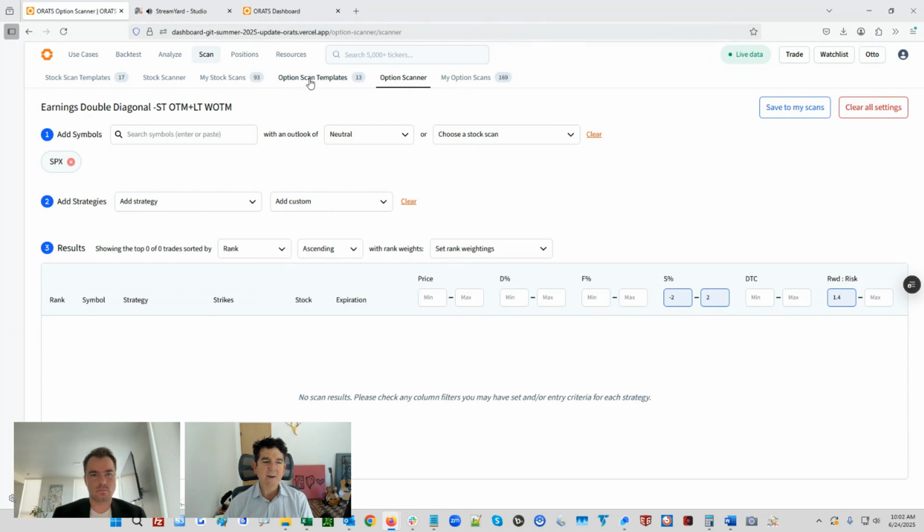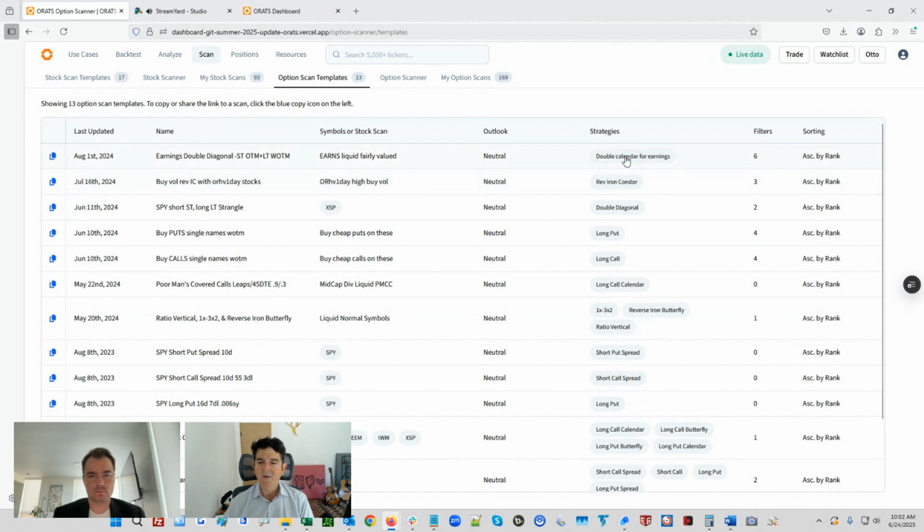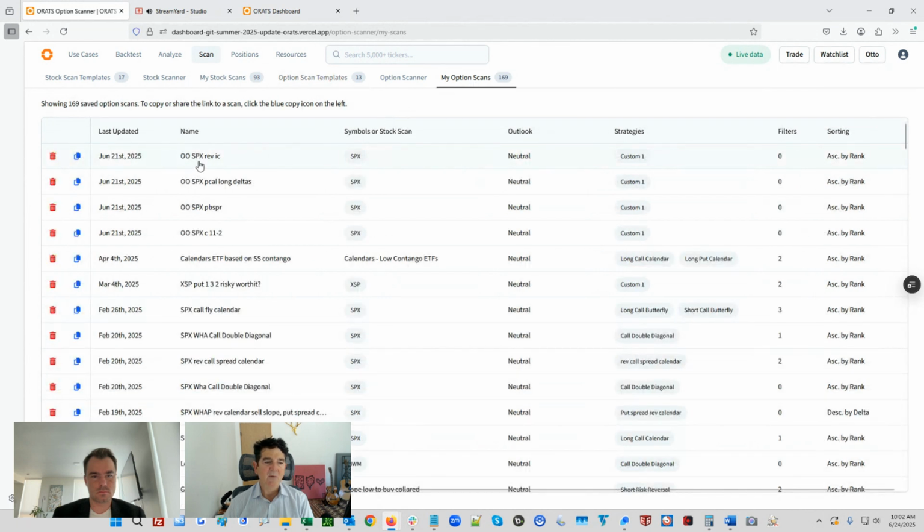the option scan templates and see, here's a double diagonal for earnings. We've named some of these. For example, you can use that one, or in my option scans, I've saved a reverse iron condor, a put calendar with long deltas. Some of these are not typical strategies. And so you can build these strategies, up to 4 legs, and then be able to backtest them and see how they work.